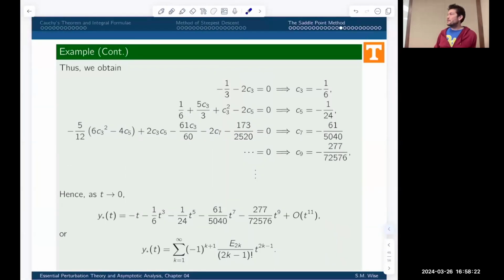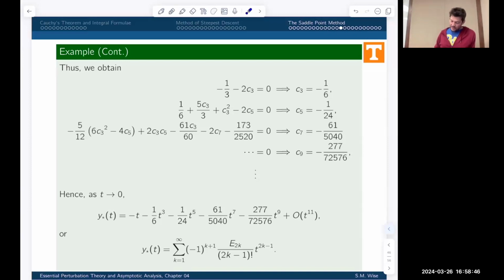And then I start equating coefficients, and here's what you get. C3 has to be minus 1/6. C5 has to be minus 1 over 24. C7 has to be this number, and C9. They all turned out to be negative, interestingly, which kind of makes sense to me, but that's a different story.